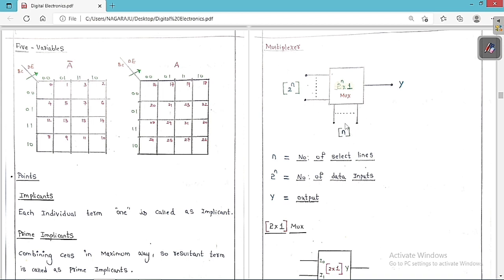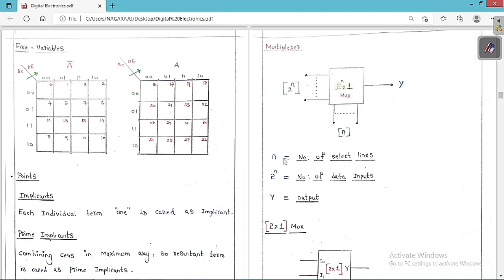If you see, for a certain combination, out of these only one input line is going to get activated, and that input line is going to pass through to the output, and the remaining lines are going to be deactivated. So only that particular input is going to pass through to this output. This is a very important point that you always have to keep in your mind. For a certain value of the select lines, only one input is activated and passed through the output.